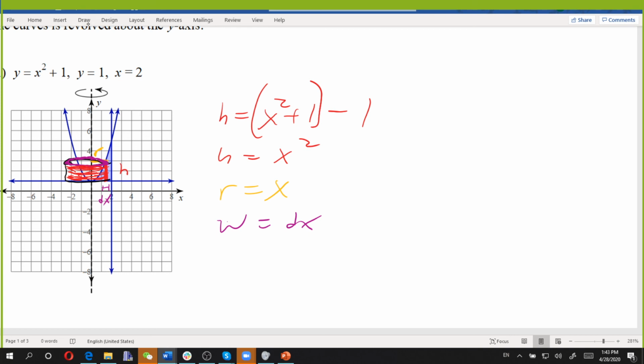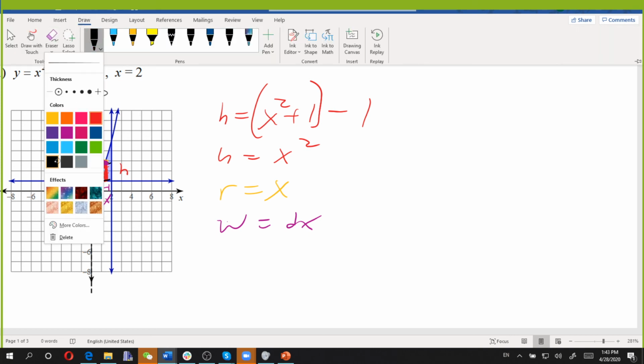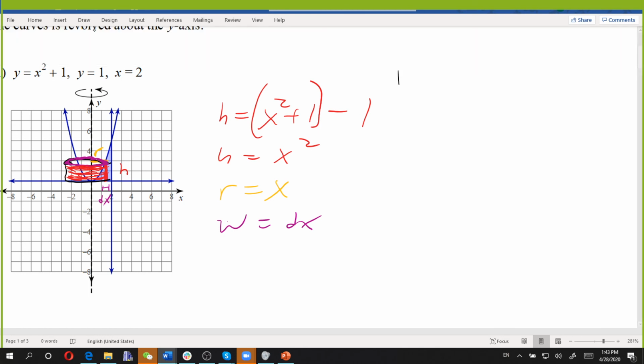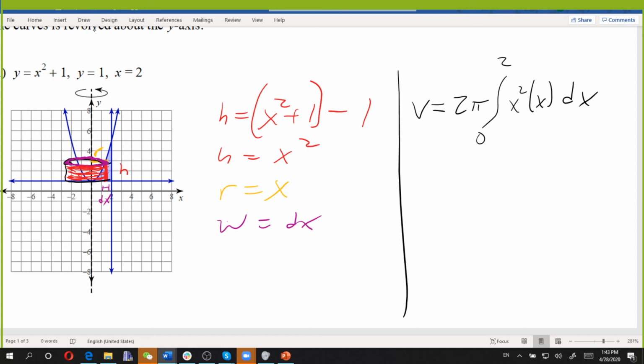Okay, over to Jenna. What's our equation for the volume? 2 pi times the integral from 0 to 2 of x squared times x times dx. Okay, that's our HW. If we multiply this out, what will we be left with? X cubed. X cubed, okay?